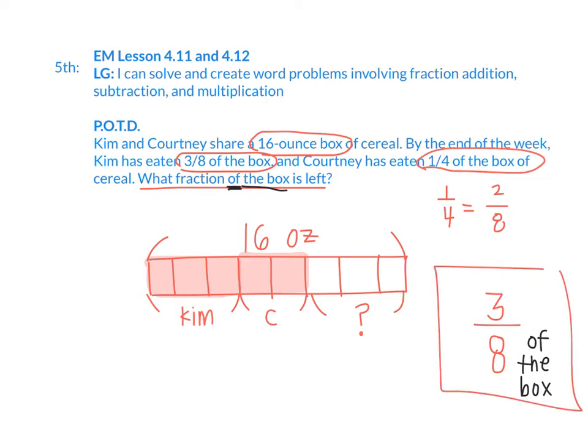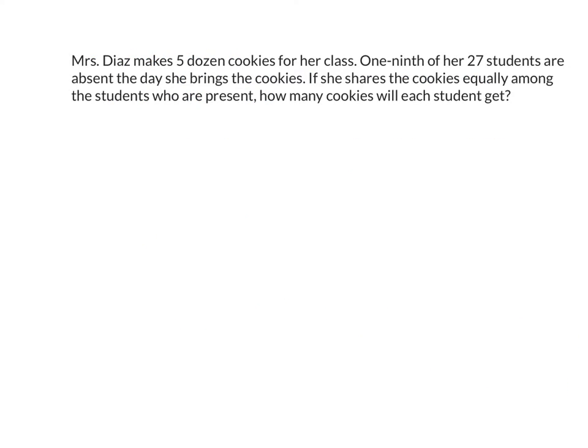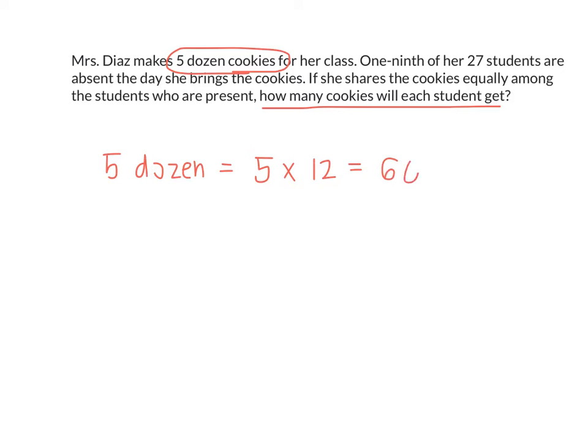So this question's asking us, how many students will each student get? Go ahead and write that down so that you know what the question's asking. Sorry, how many cookies will each student get? We know that altogether she makes 5 dozen cookies. How much is 5 dozen? How much is 1 dozen? 12. 12, right? So then 5 dozens is 5 times 12, which is? 60. So altogether, how many cookies does Mrs. Diaz make? 60. Okay, she wants to be sharing those 60 cookies.